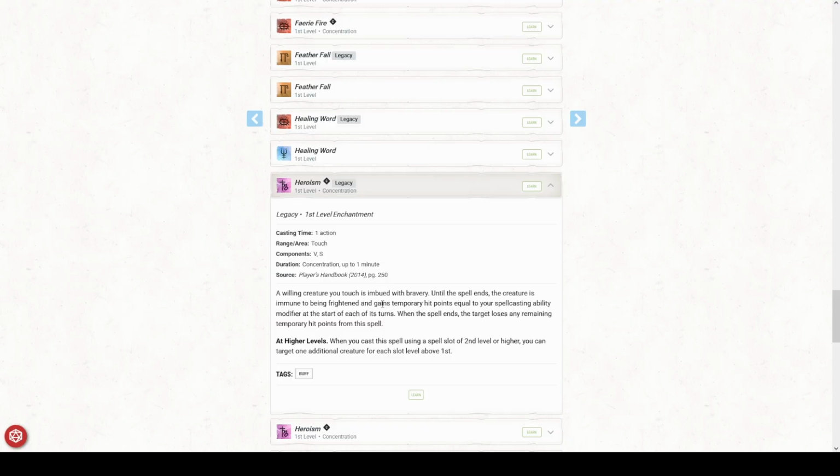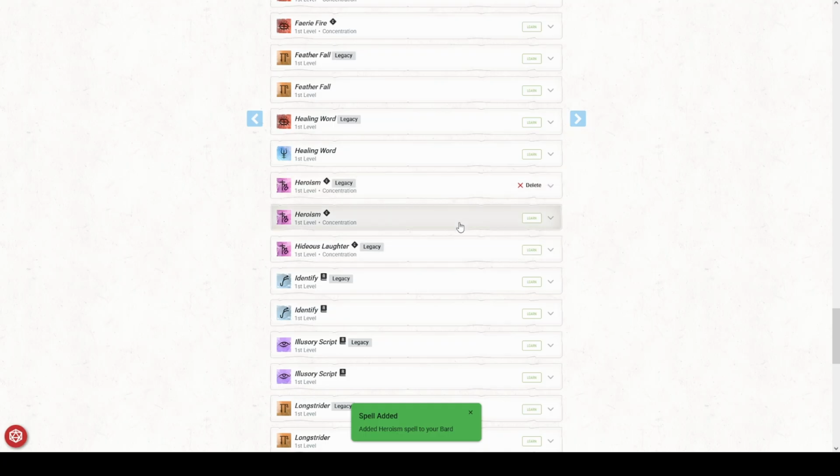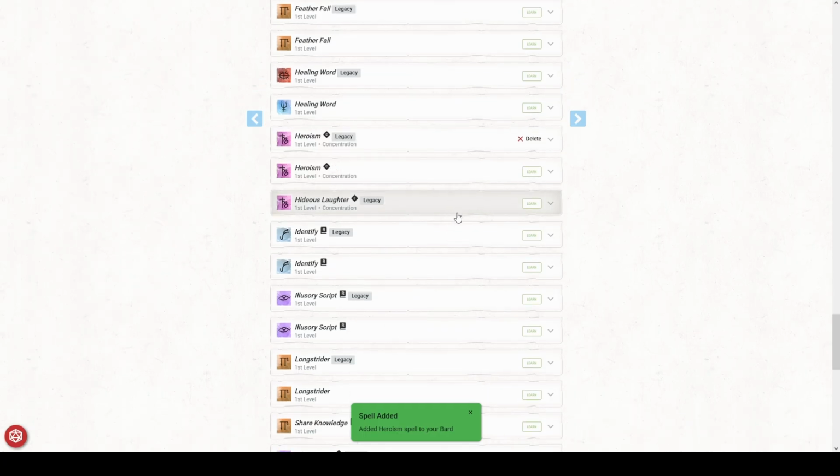Conditions are another thing I might go over. And gain temporary hit points. More things I will go over eventually. Equal to your spellcasting ability modifier at the start of each of its turns. When the spell ends, the target loses any remaining temporary hit points. This is an interesting spell. It scales, so as you cast this, you can hit more creatures with it. Nope, that was the correct Heroism. Okay. It is a concentration spell.